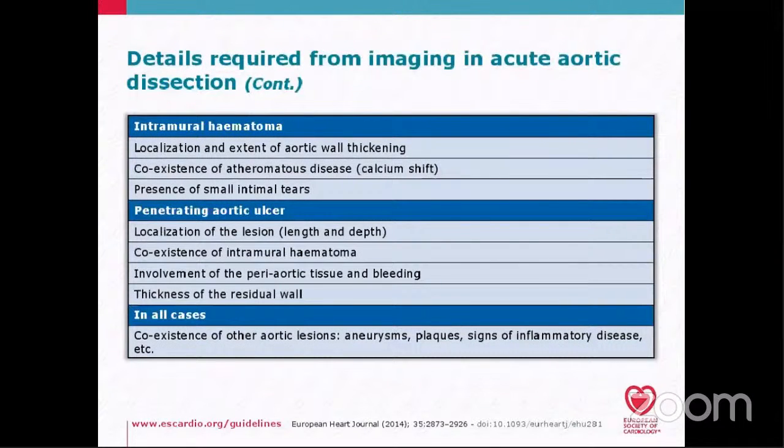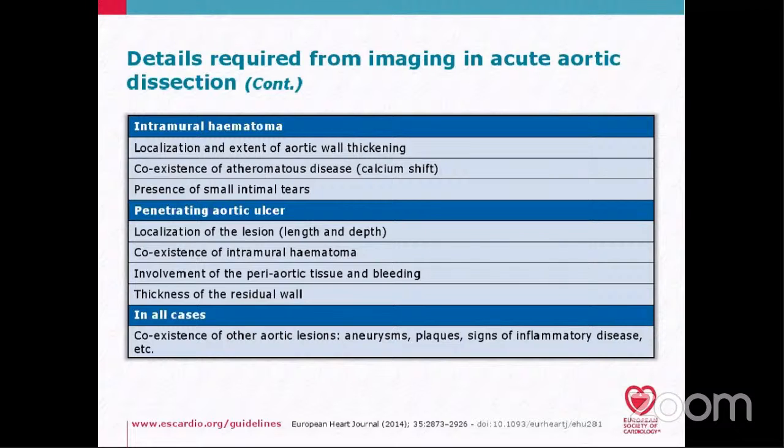And these are the details that you need to know for all situations regarding the intramural hematoma, for the localization of the intramural hematoma, because sometimes you can treat it endovascularly. So you need to know where it is located to choose the type of covered stent that you're going to use, and the extent of the aortic wall thickening at that particular point, because if it is so thin and liable to rupture, you can perform another procedure.